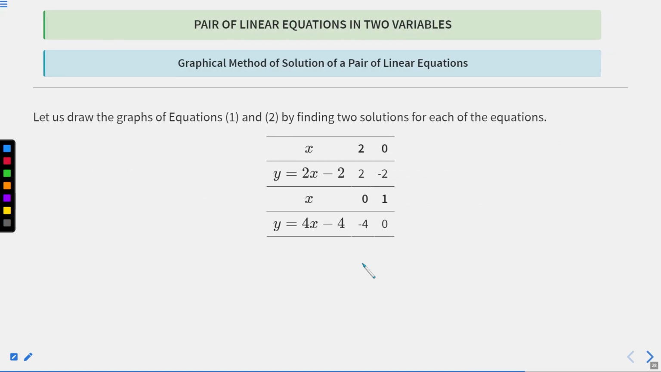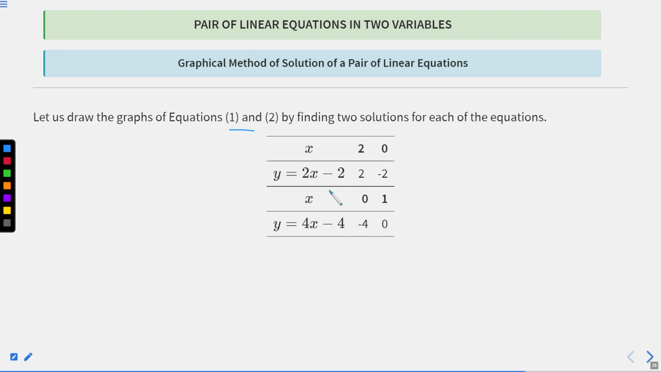Now let us draw the graphs of equations 1 and 2 by finding two solutions for each of the equations. When x is 2, from the equation y is equal to 2x minus 2, we get the corresponding value of y is 2. And when x is 0, we get the value of y is minus 2. Here you get 2 points: one is 2 comma 2 and the other is 0 comma minus 2. Now we can plot these points on graph paper.